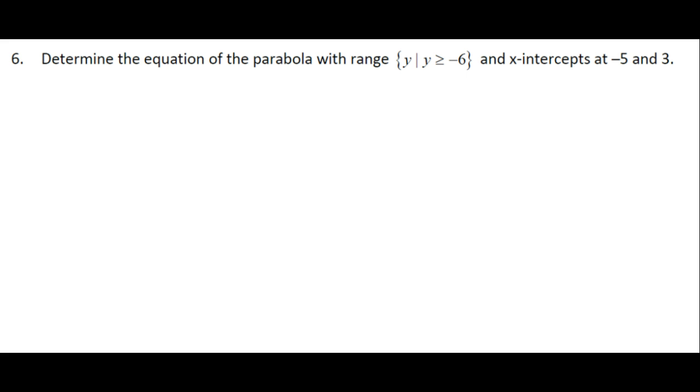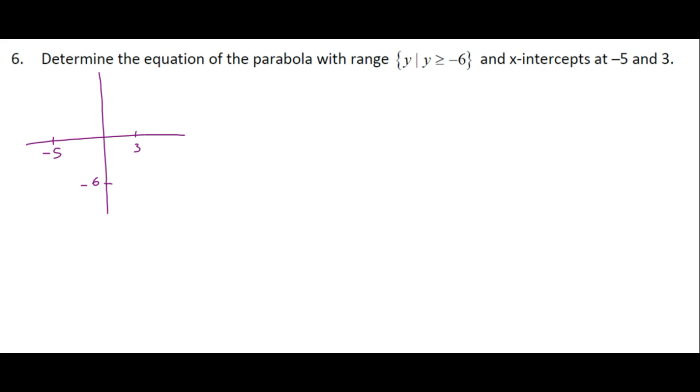I'm going to draw a picture. What does this thing look like? Okay, so I got -6 sitting down here. I have x-intercepts at -5 and 3. So, where's the axis of symmetry?